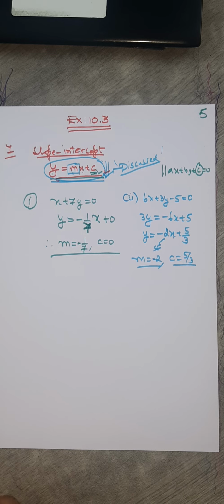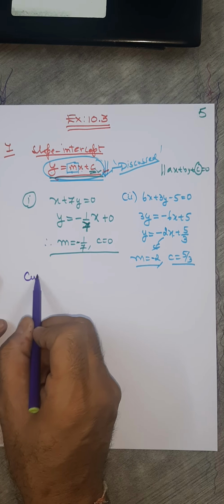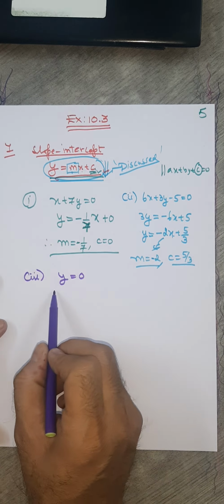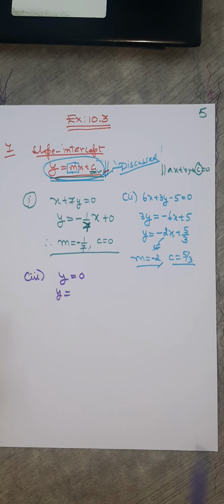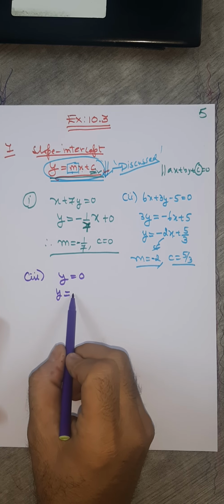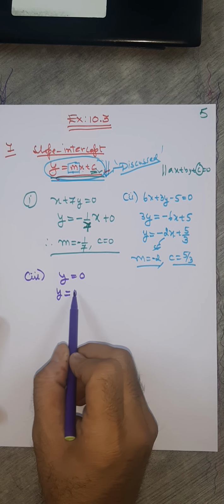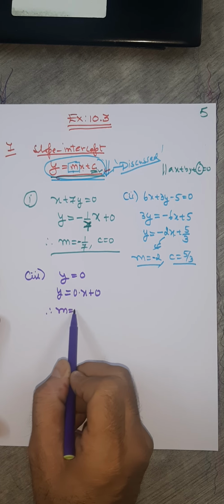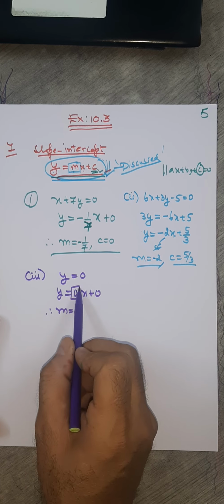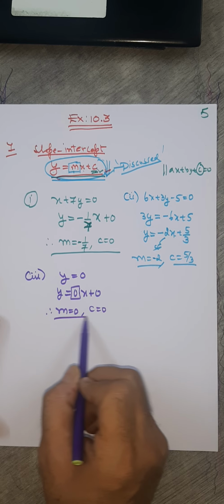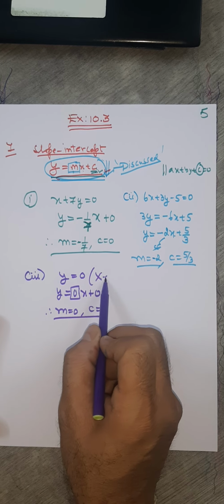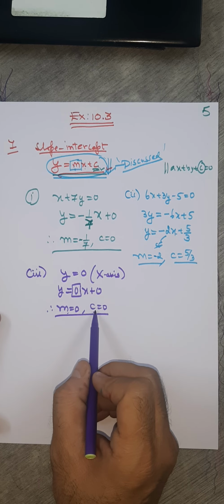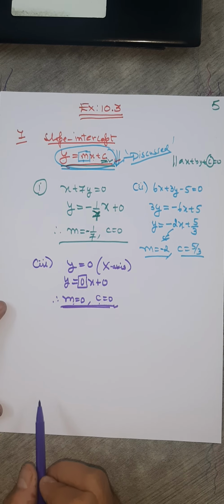Fine. Third sub question. Let me do it for you. Y equals to 0. It is already in y equals to mx plus c form. You can write like this: y equals 0 into x plus 0. So what is the slope? That is 0. Slope is 0. And what is c? That is also 0. Do you know what this is? This is the x-axis. So slope has to be 0. And where it intersects the y-axis is at the origin. So this must be 0.